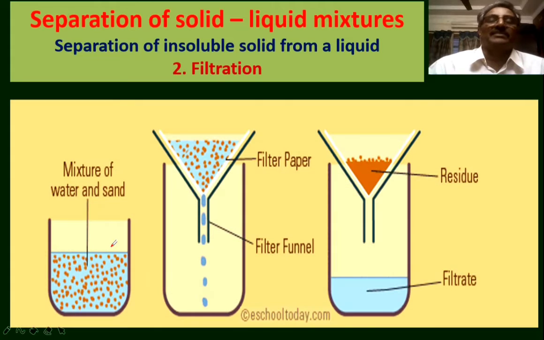The process of filtration is shown in this picture. A mixture of water and sand can be separated by using a filter paper. The residue remains in the filter paper, and the clear liquid obtained in the vessel is called filtrate.